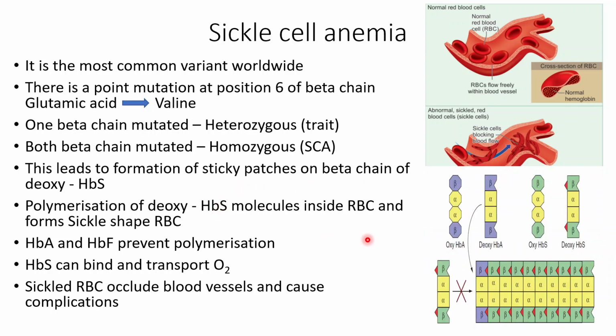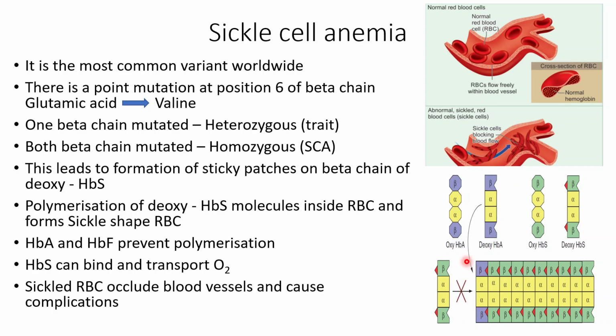Now, how do we prevent this polymerization? Hemoglobin A, adult hemoglobin, or hemoglobin F prevents this polymerization. You can see over here, when there is increased concentration of hemoglobin A, deoxyhemoglobin A binds over here. It can bind to the polymerized form of deoxyhemoglobin S, and it can prevent further binding of deoxyhemoglobin S. So it breaks this polymerization chain, and thus helps prevent polymerization of hemoglobin S and subsequent clinical features.